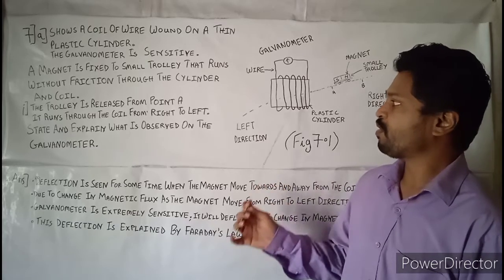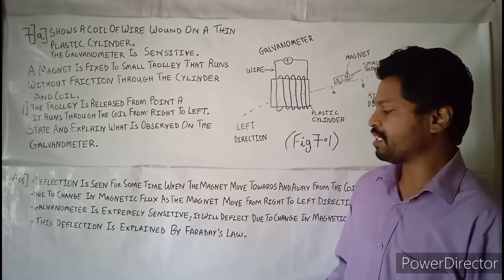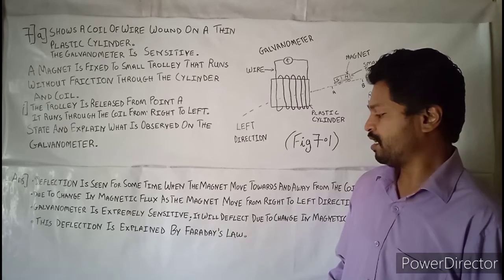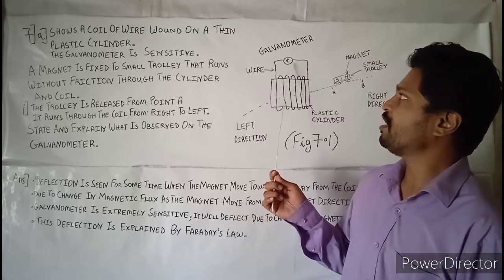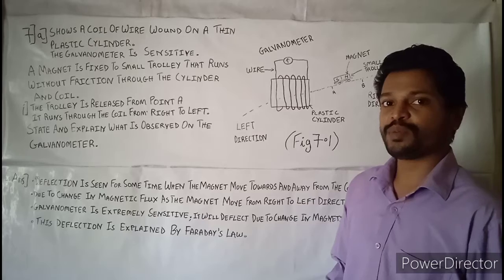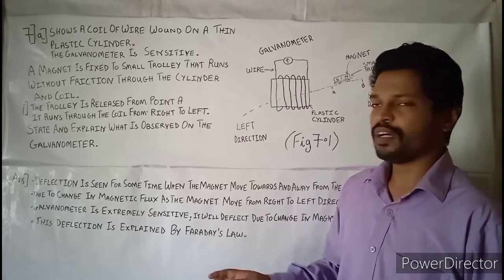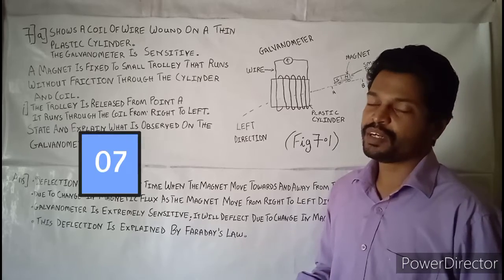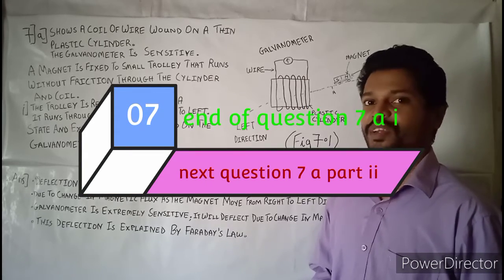Once it moves from the right direction to the left direction, the galvanometer is extremely sensitive, and the deflection due to the change in the magnetic flux is recorded in the galvanometer. This deflection is properly explained by Faraday's law. So we have completed the seventh question A, the first part. Thank you so much.